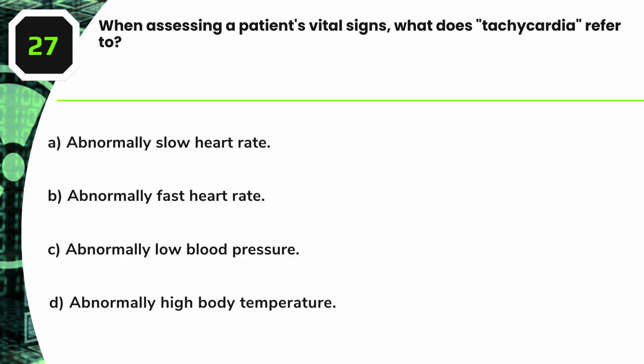Question 27. When assessing a patient's vital signs, what does tachycardia refer to? A. Abnormally slow heart rate. B. Abnormally fast heart rate. C. Abnormally low blood pressure. D. Abnormally high body temperature.